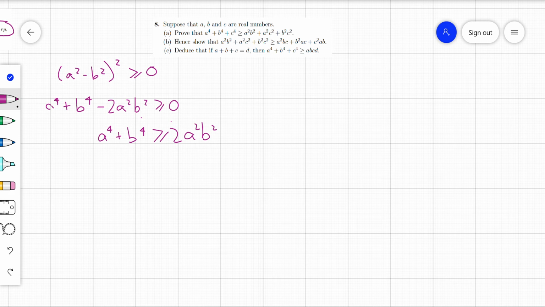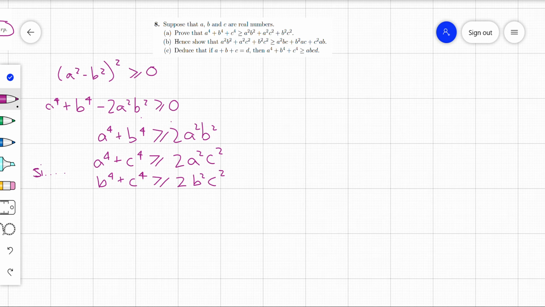So similarly, I'm going to write, there you go, similarly, and use the other combinations, so A and C. If I use A and C, that's going to be 2A squared C squared. And again, if I use B and C, yep, that would be 2B squared C squared. So A and B, A and C, and B and C. So I'm using all 3.